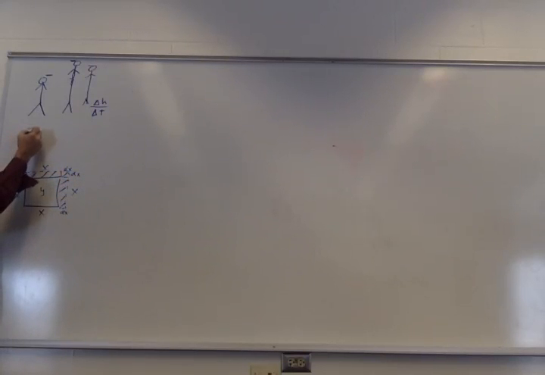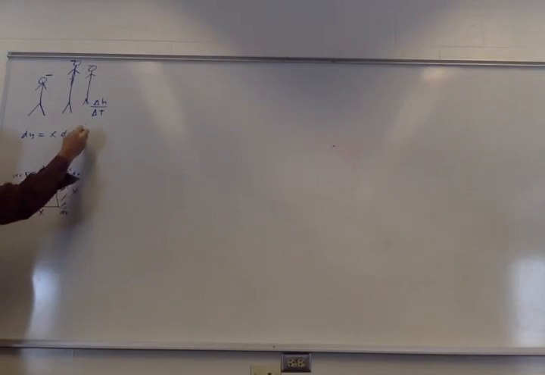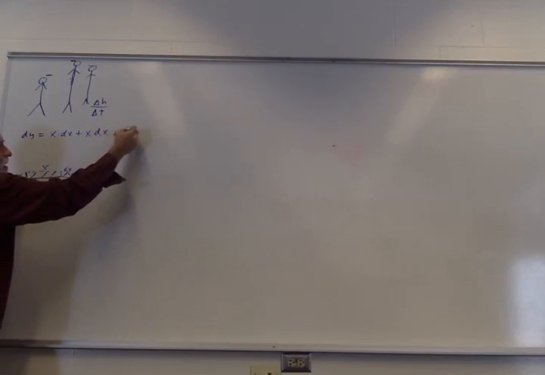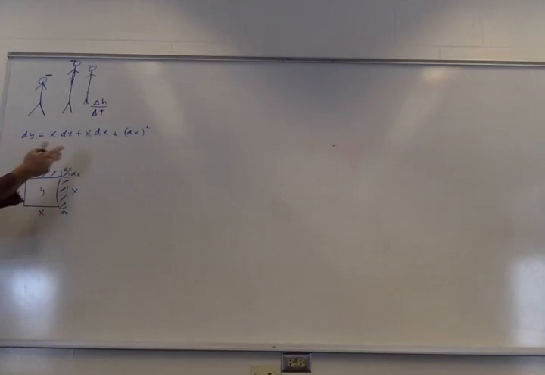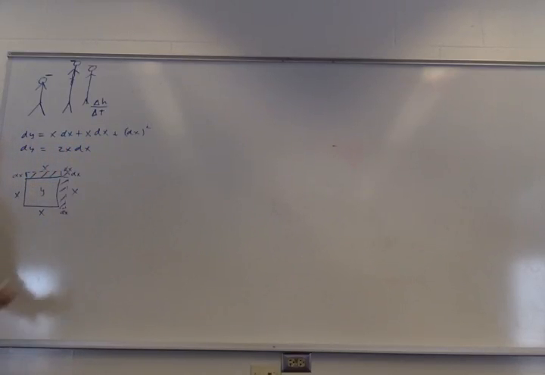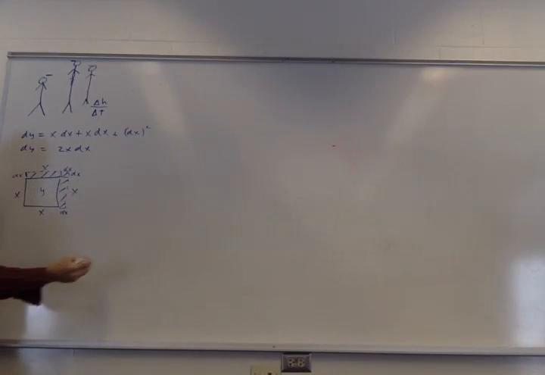And so our change in y is equal to x times dx, plus another x times dx, that's a rectangle, and dx times dx, which is dx squared. And if we group these terms, then we get change in y equals 2x dx plus dx squared. And we'll talk about this in a second. Let's talk about it right now.